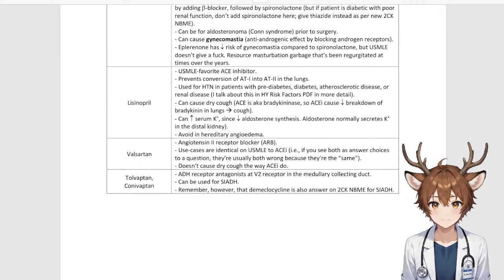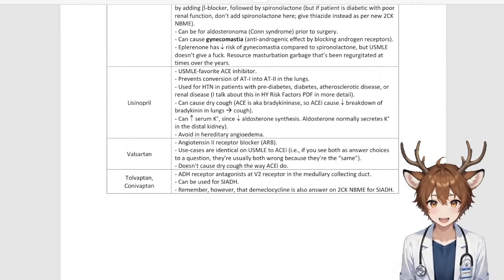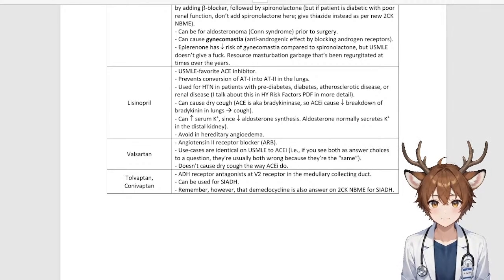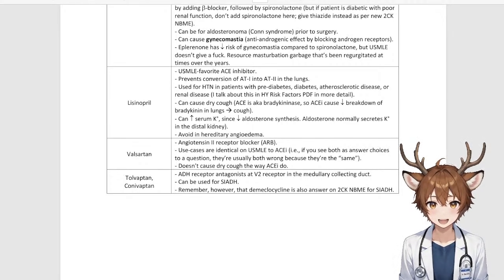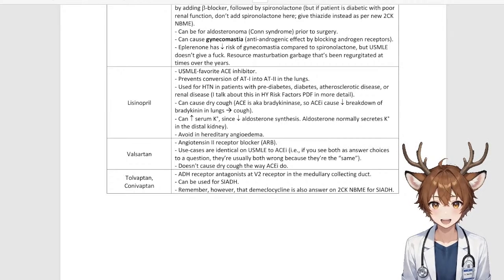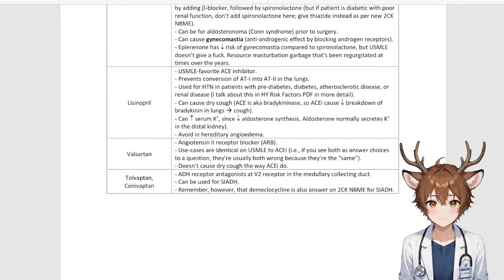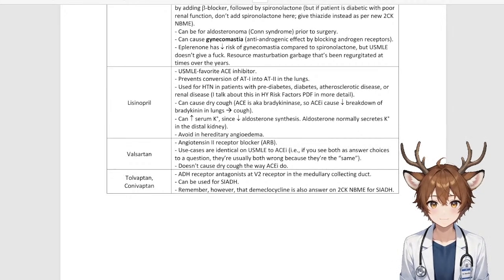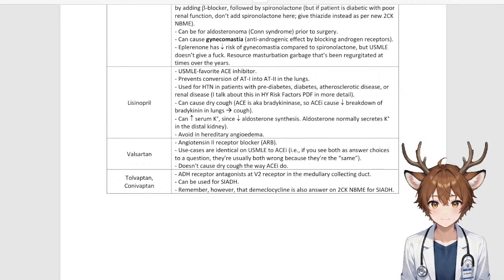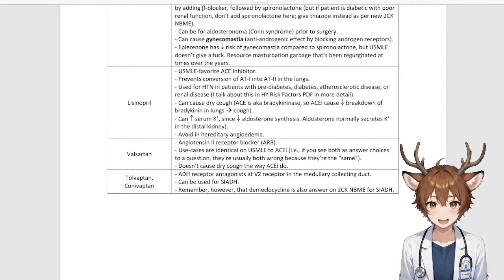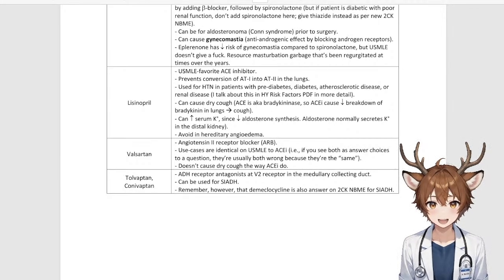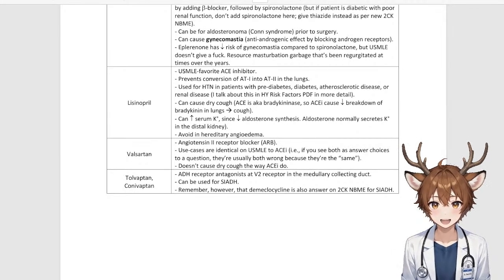Valsartan, angiotensin 2 receptor blocker, or ARB. Use cases are identical on USMLE to ACE inhibitors, i.e., if you see both as answer choices to a question, they'll usually both be wrong because they're the same. Doesn't cause dry cough the same way that ACE inhibitors do. So they just say lisinopril writ large. Lisinopril, captopril, there's more prils. So I'll give you that as a hint. For valsartan, candesartan, losartan, so these ones. Tolvaptan, conivaptan, let's talk about those.